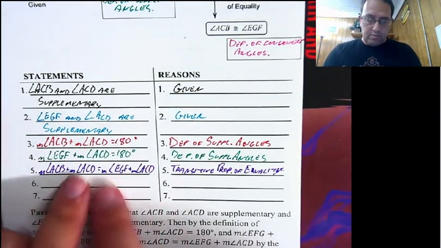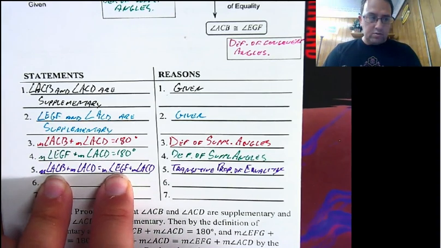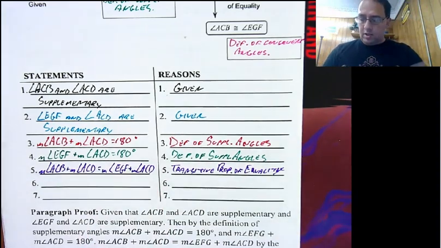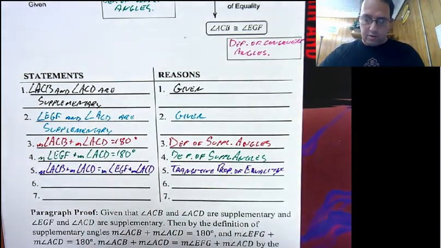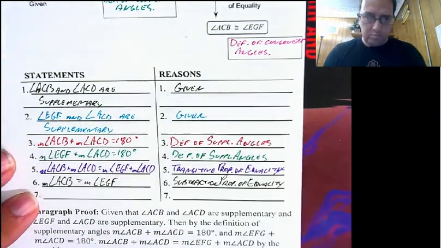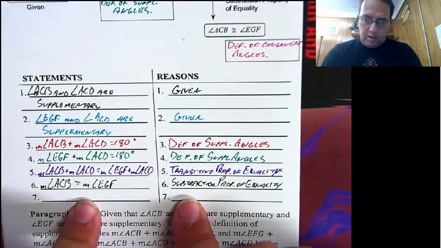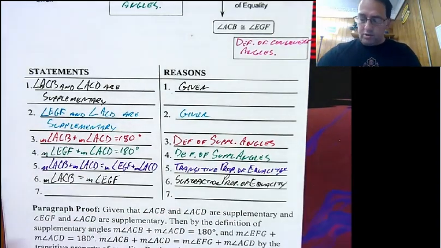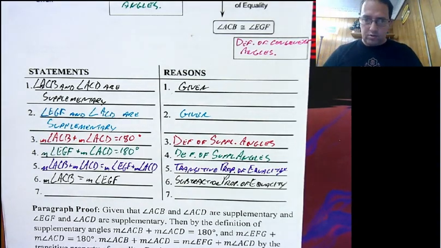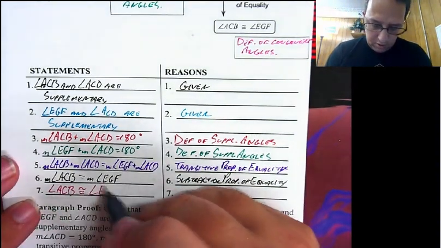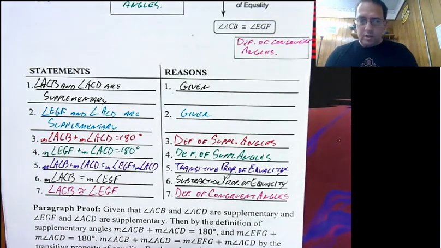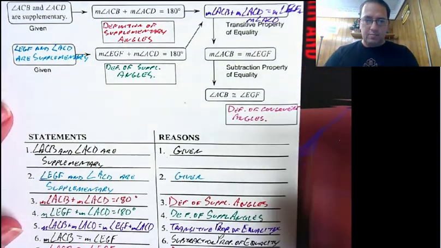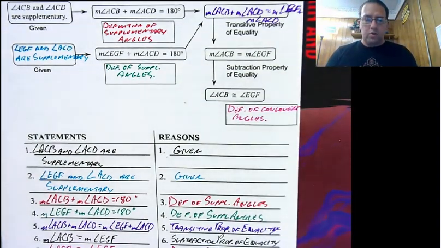Okay, so what does that mean? Well, again, we're trying to prove these two angles are congruent, and hey, we can subtract the measures from both sides, so subtraction property of equality. And the last thing we need: since the measures are equal, that means the angles are congruent, because that's the definition of congruent angles. All right. And so you see what we have here is the exact same proof, just in different formats.